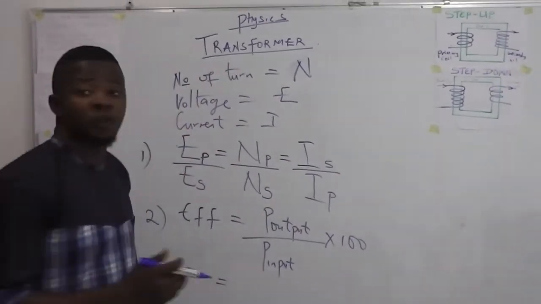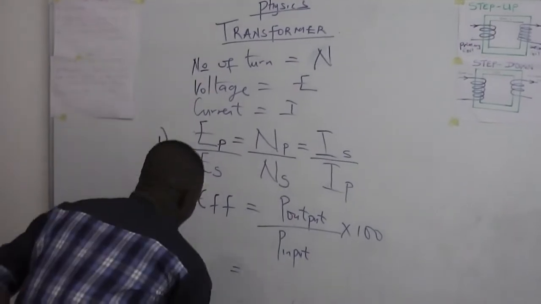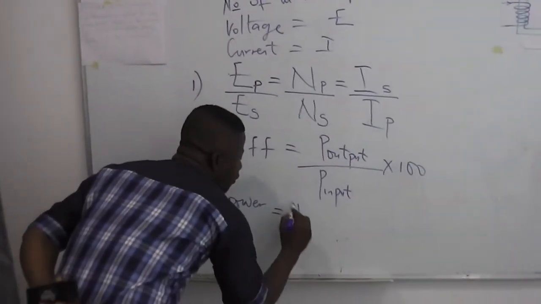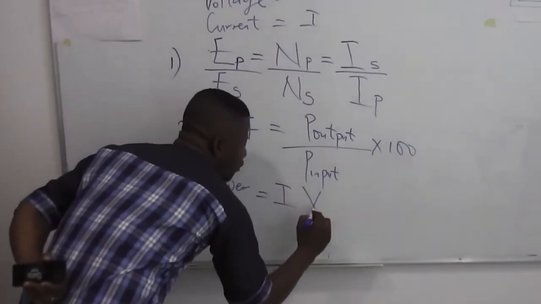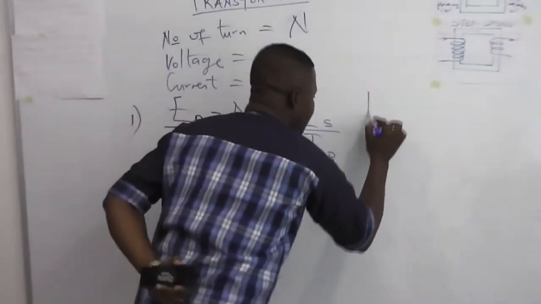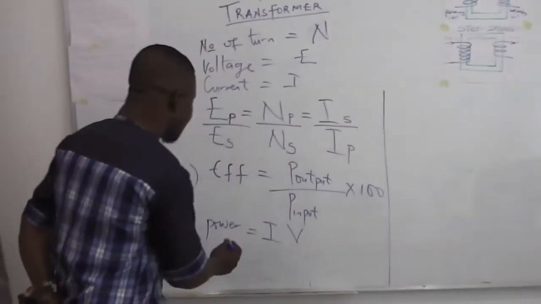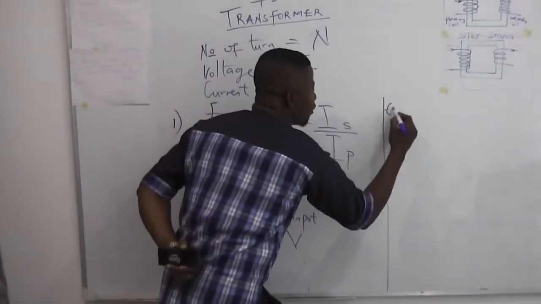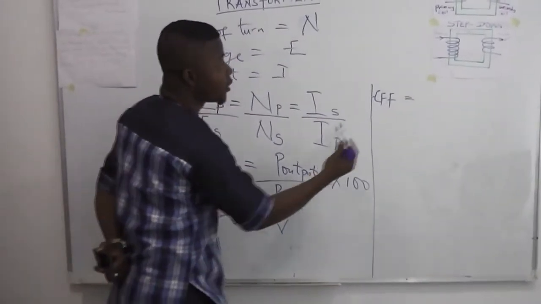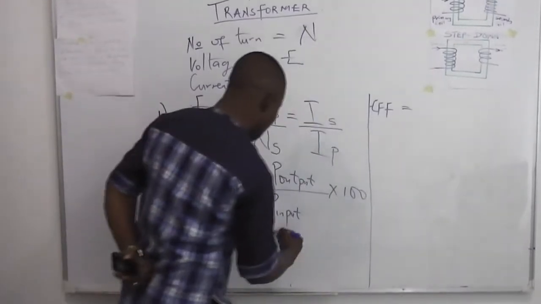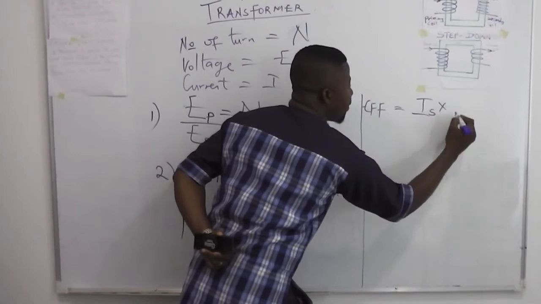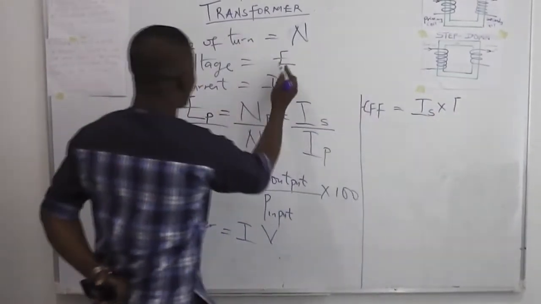Now, from the definition of power, power is equal to the current times the voltage. When we say power is equal to the current multiplied by the voltage, that means the efficiency of a transformer is equal to the power output, that is power from the secondary coil, which is the current in the secondary, I, multiplied by the voltage, which is what?